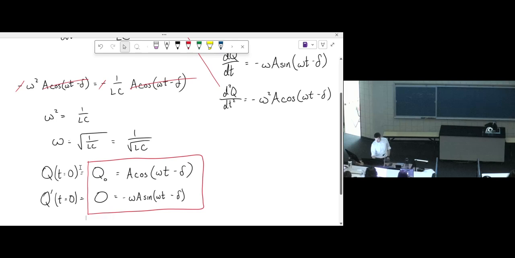Yes. So, well, not necessarily. You could have any solution here to these. You could find that A could be 2Q naught, and delta could be pi over 4. Okay, so when it's at its maximum, we're going back to... I think you're getting ahead of me here.